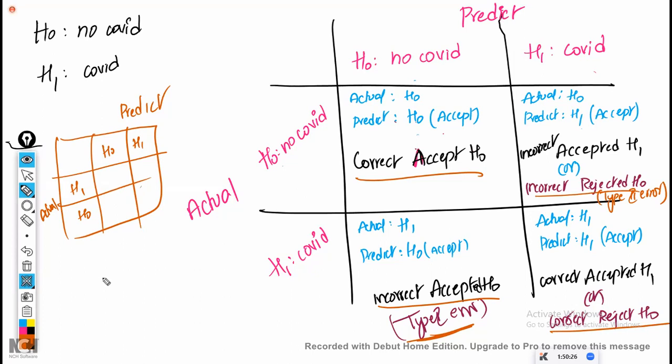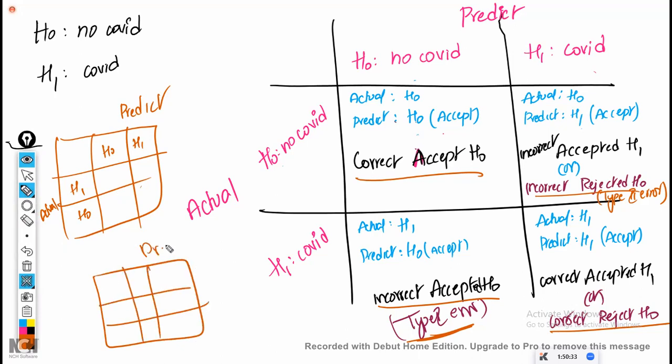Once this is completed, now you try this one. Keep predict this side and actual this side. This one you take as H1, H0, H1, H0. This is the second example. For each example, the positions will automatically interchange. Don't fix the positions always. Don't memorize by heart; understand the concept.